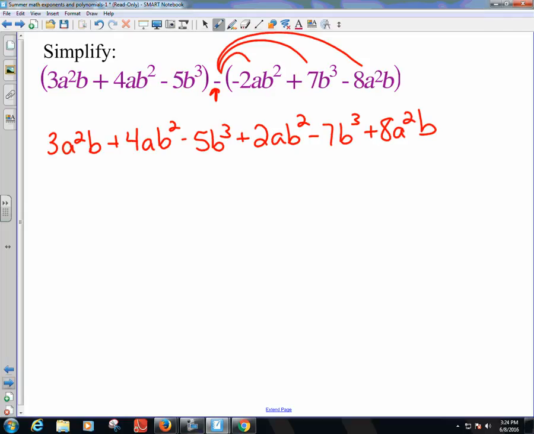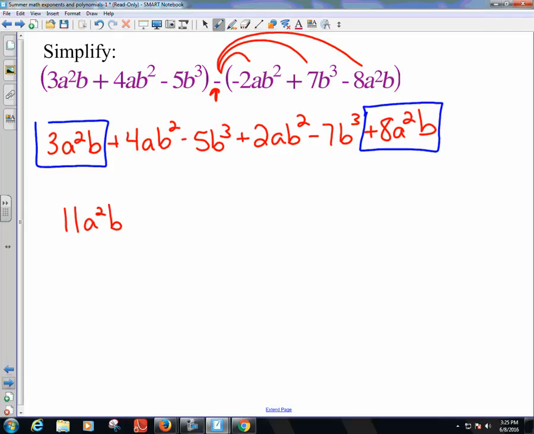I don't have a standard form for this one because of the way the variables are mixed. So I'm just going to start at the beginning. I've got 3a squared b. Do I have anything else that has a squared and b? I go down the line and I find this one. So I say 3a squared b plus 8a squared b. 3 plus 8 is 11, and then my variables stay the same, a squared b.